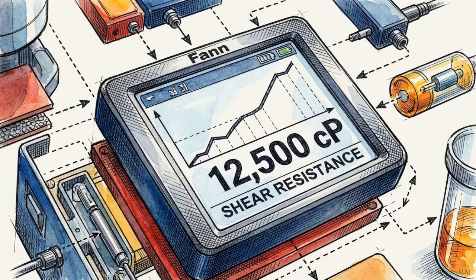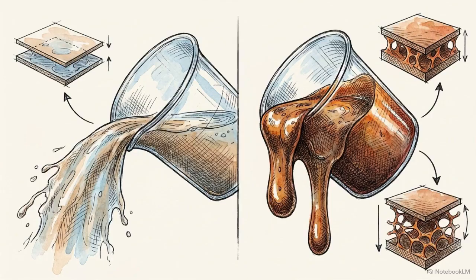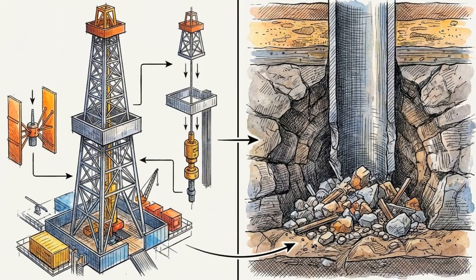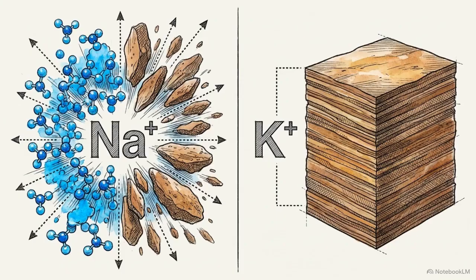On the rig, we measure this internal friction as plastic viscosity. The specific type of cation attached to the clay's surface dictates the total viscosity building potential of the entire mud system. This brings up a critical operational paradox. If monovalent sodium ions cause massive clay swelling, why do mud engineers inject monovalent potassium ions to prevent reactive shales from swelling? This diagram isolates the gap between two clay unit layers.